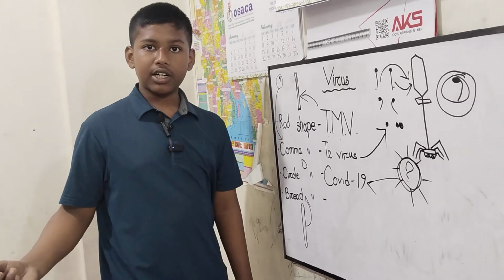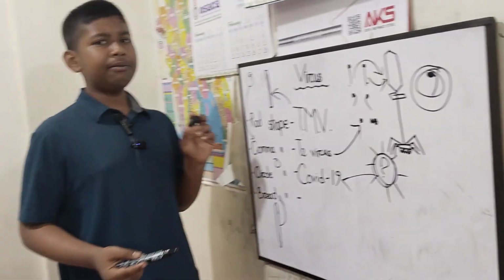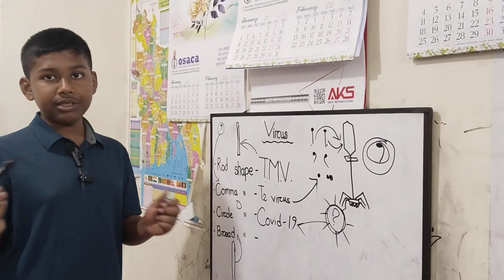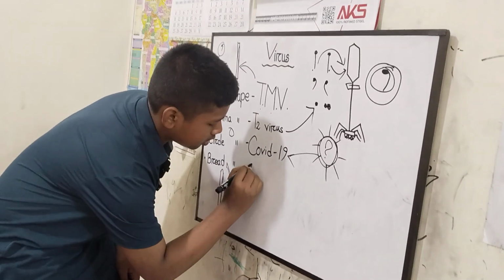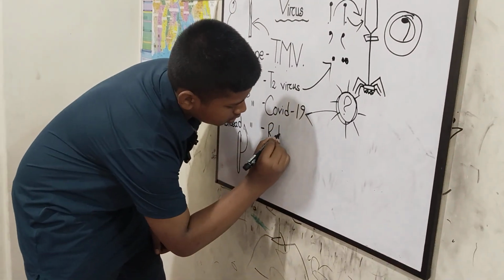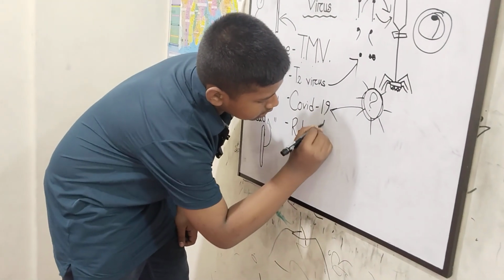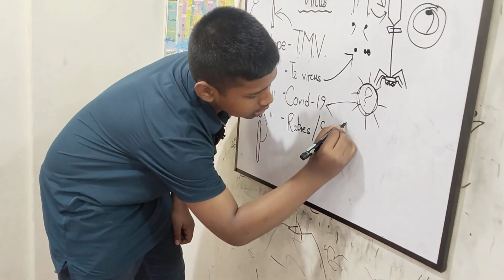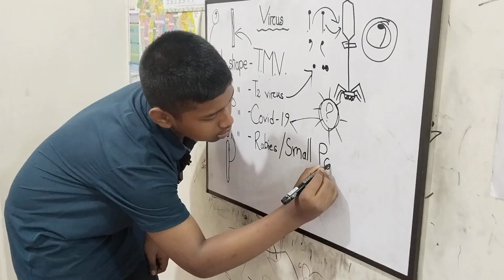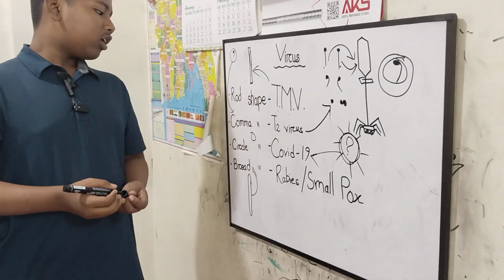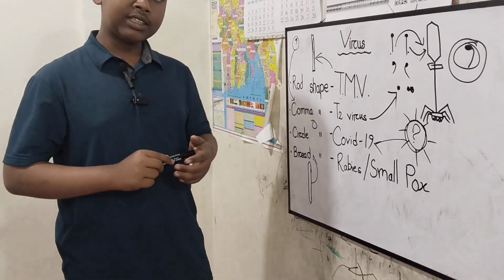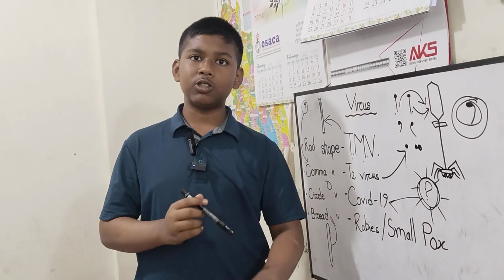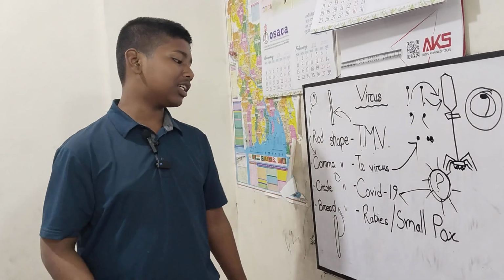Now, what are bread viruses? One of the most, or maybe not the most, normal diseases to have, like smallpox or rabies. So let's try those. Rabies slash smallpox. Or we can say that bread-shaped viruses directly attack our skin. Like when you have rabies or smallpox, little pimples come up on our skin.